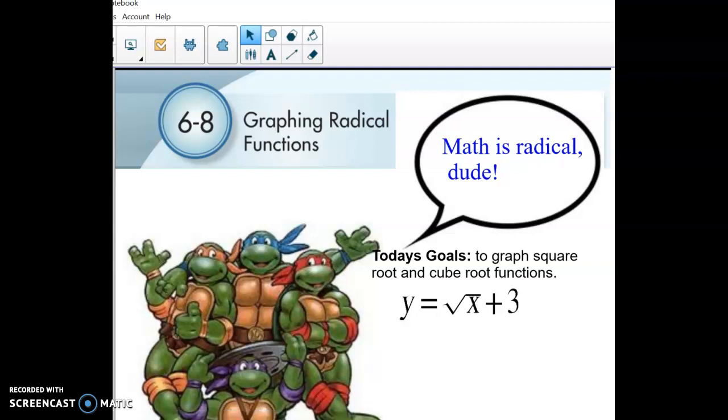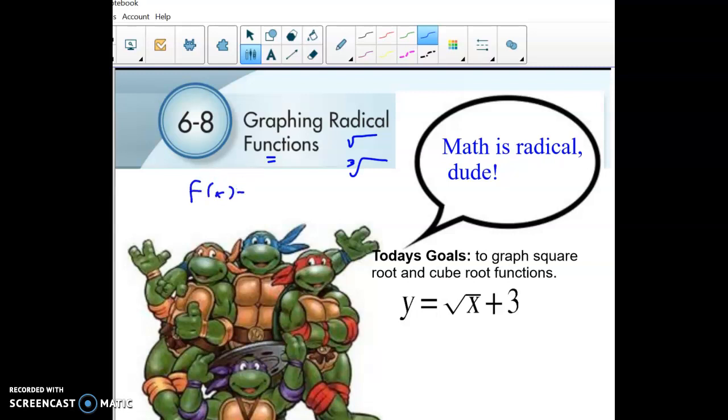All right, today we're going to conclude our chapter on radicals, and we're just going to graph them. If you forgot what a radical is, it's just this little square root symbol, or cube root, or fourth root, or whatever. And a function is just a relationship, like an equation with two variables. So if you wrote f of x equals 2x plus 7, that's a function because it has both the x and the f of x variable.